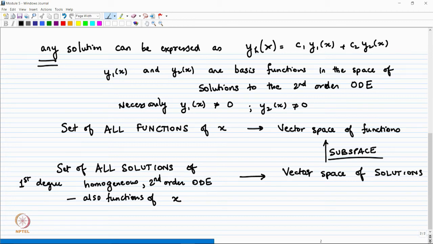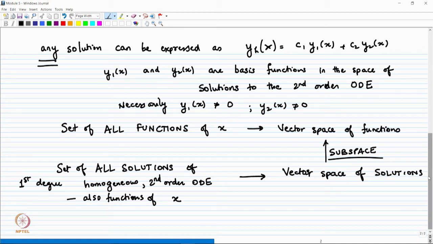Now, why is this a vector space? Because if you take any linear combination of two solutions, you will get another solution. Therefore, the set of all solutions is a vector space. 0 is a solution. If y1 of x is a solution, then minus y1 of x is also a solution, and so on. So you have a vector space of all solutions to the second order homogeneous differential equation.